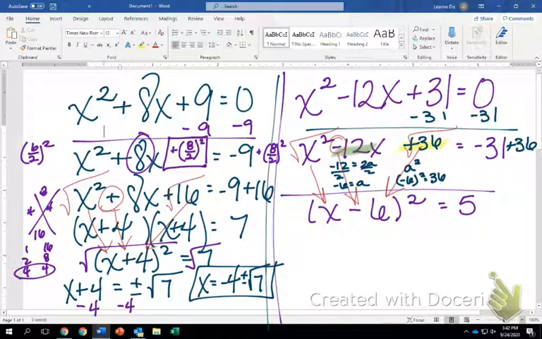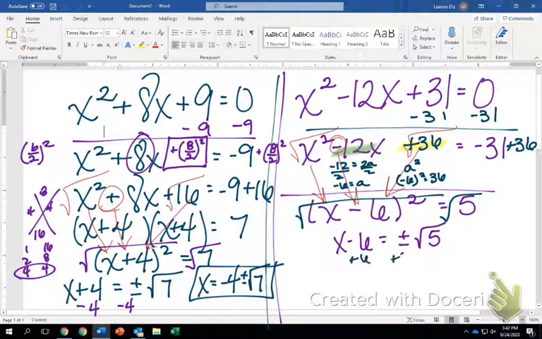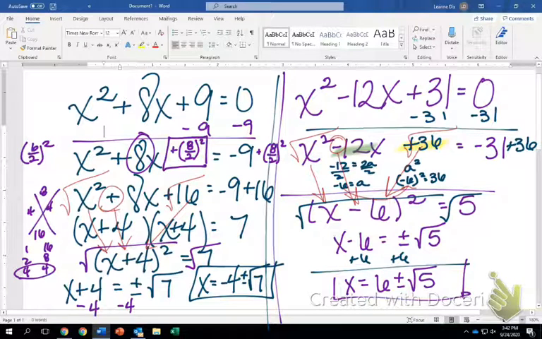Okay, so from here we can take the square root of both sides. We should get x minus 6 equals positive or negative square root of 5. Bring over that 6 to get x equals 6, positive or negative, square root of 5. And this is the answer.